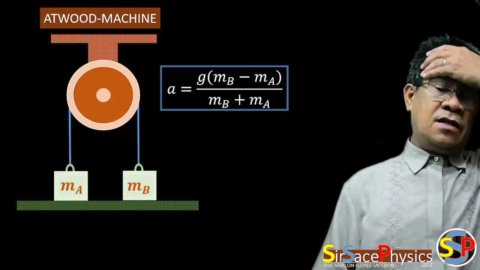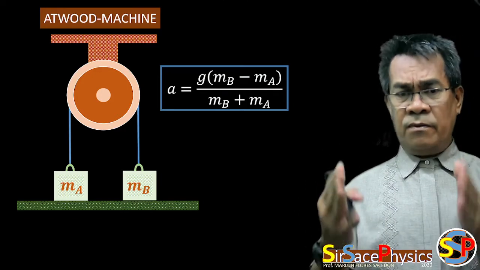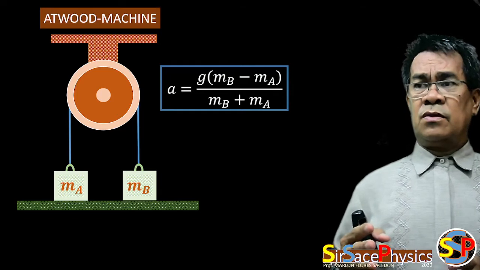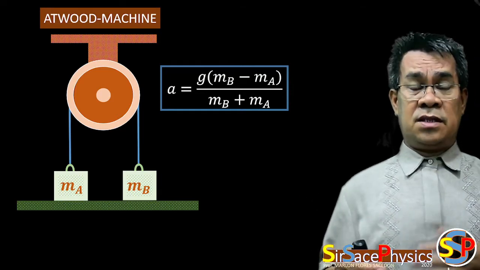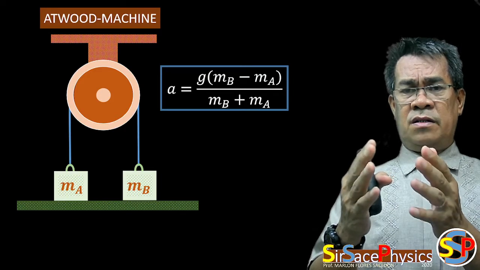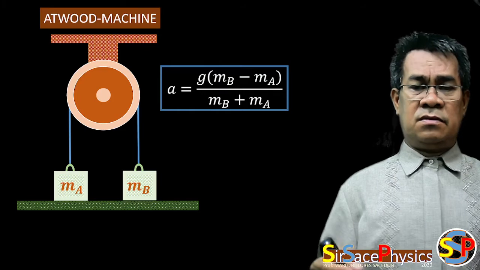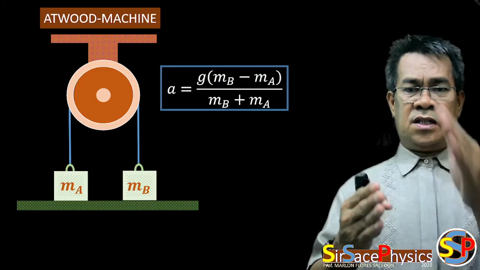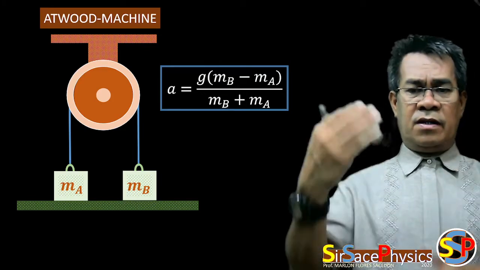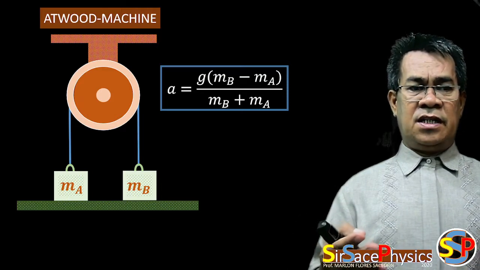Now, is this consistent? Is the formula consistent with a freely falling body? Can the Atwood machine be considered a freely falling body? The answer is no. Why? Because there is a string. There is no free fall. That's why the acceleration is less than 9.81.